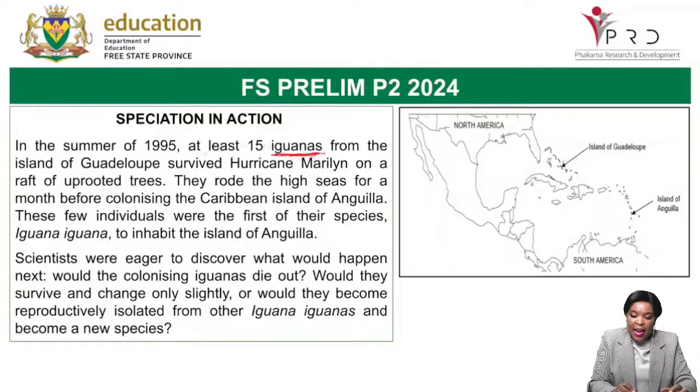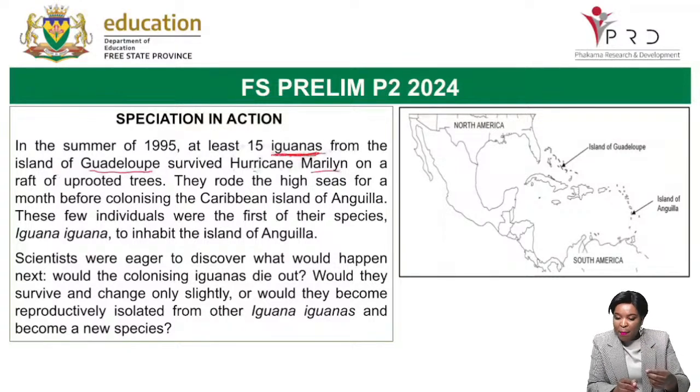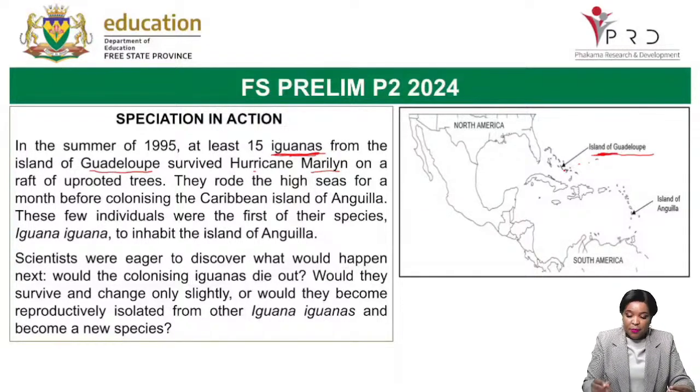At least 15 iguanas from the island of Guadalupe survived the Hurricane Marilyn. So meaning there was a hurricane. You need to stop and analyze. So you go to the map and check, okay, here is the island of Guadalupe. Now this island, we say there was a hurricane here. Then there were 15 iguanas that were able to survive that hurricane. Then they rode the high seas for a month before colonizing the Caribbean island of Anguilla.